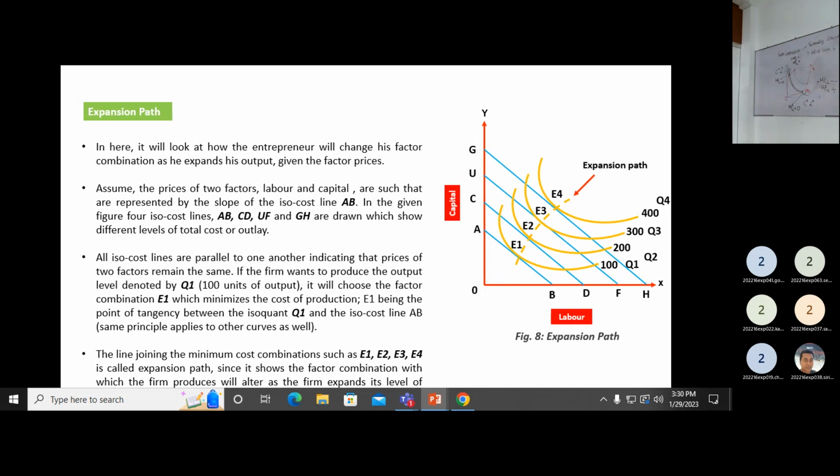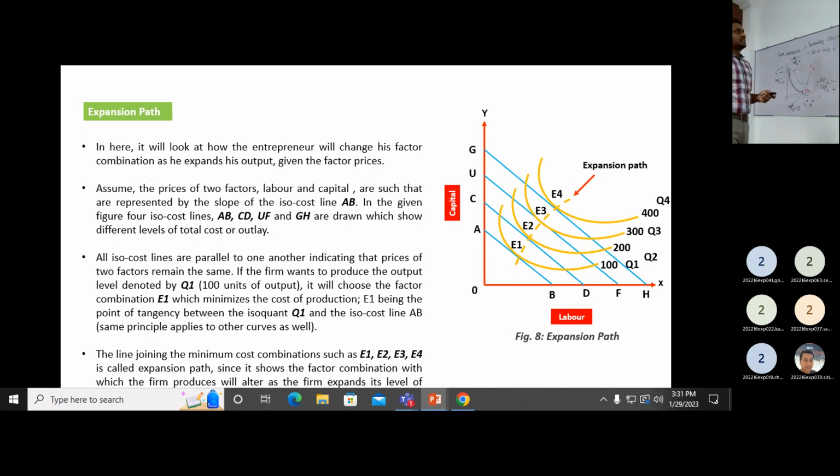That is why you have a parallel shift here for the distance. If the firm wants to produce the output level denoted by Q1, which means in here the company is going to produce 100 units, it will choose the factor combination E1, this much of capital and this much of labor, which minimizes the cost of production. Clear? You could also pick this, but you cannot do it within the given budget. Within the given budget, that's the issue.